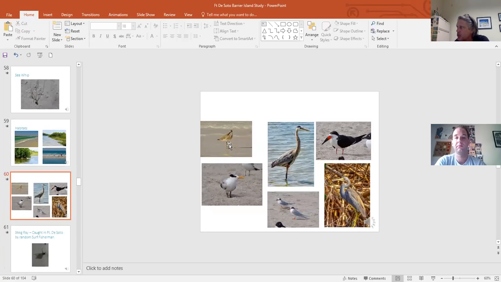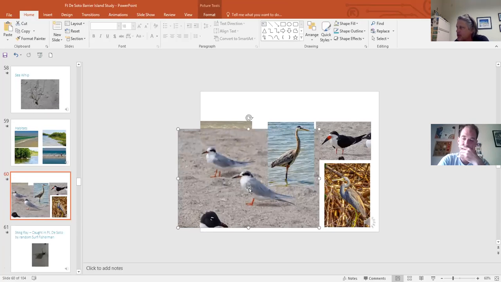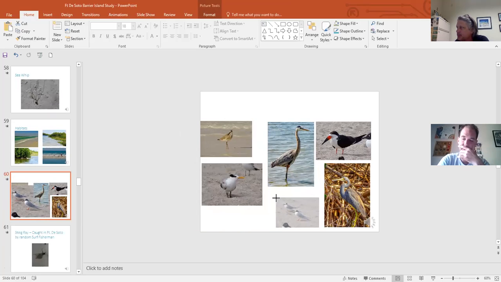Some of the birds, here's a willet, a royal tern. These guys are sandwich terns. Here's a tricolored heron, a skimmer, and a great blue heron.